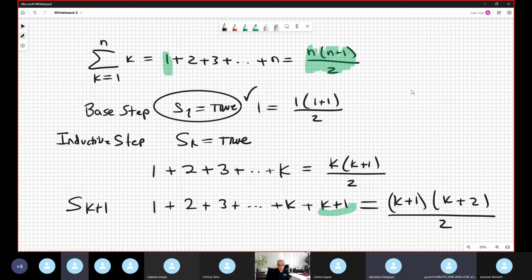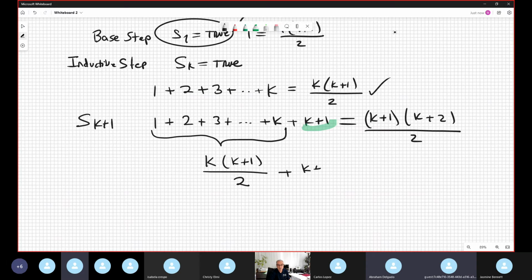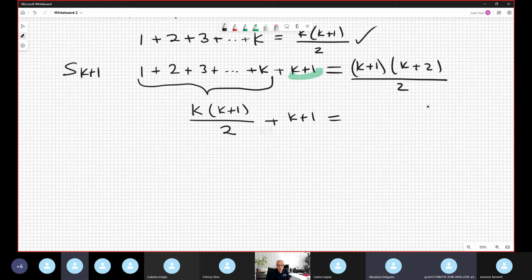Okay? But remember, we assume that this statement is true. So you replace that part, which is equivalent to K times (K plus 1) over 2 plus (K plus 1) equals something. I don't want to copy it now. I want to manipulate a little bit that part and after see if it's necessary to manipulate the other part in order to prove it's identical. Or not. In this case, I condense into one common denominator. The least common denominator is 2, obviously. So we have K times (K plus 1) plus 2 times (K plus 1).